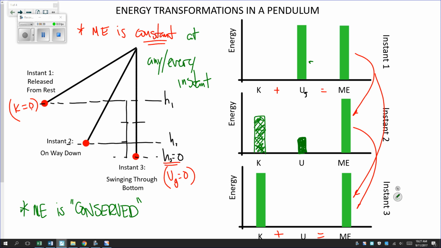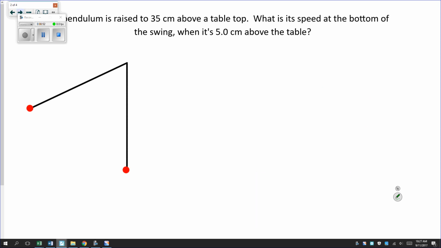But for a system like this, again, with a certain assumption we're going to get to in a minute, we can say that mechanical energy is conserved. All right, and so let's try to apply that in a real question about a pendulum. A pendulum is raised to 35 centimeters above the tabletop. What's the speed when it's at the bottom, being 5 centimeters above the tabletop?